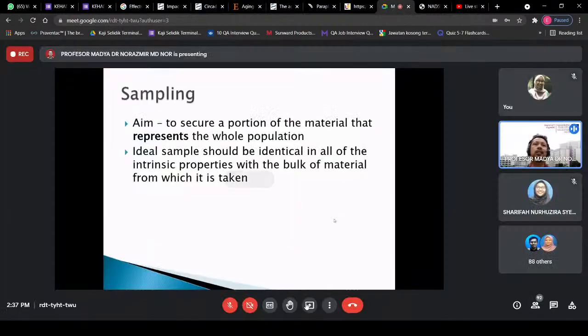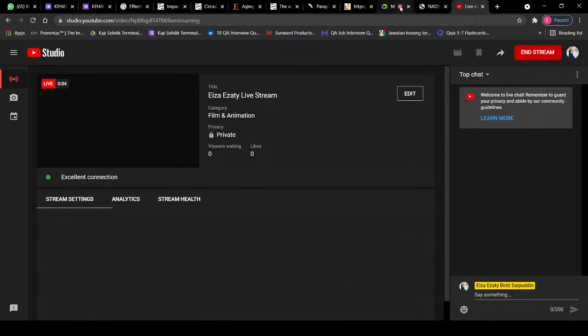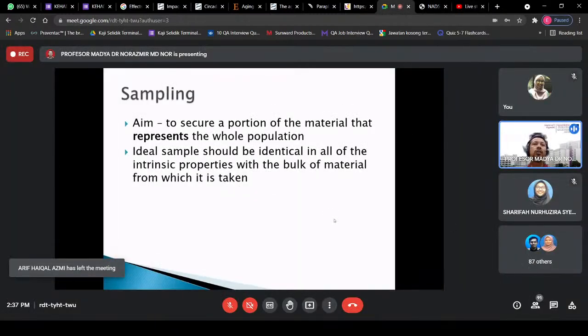Any lab analysis. After this, we want to secure the portion, that the small portion from the whole foods or the material can represent the product. So its ideal sample should be identical in all of the intrinsic property with the bulk of material from which it is taken.